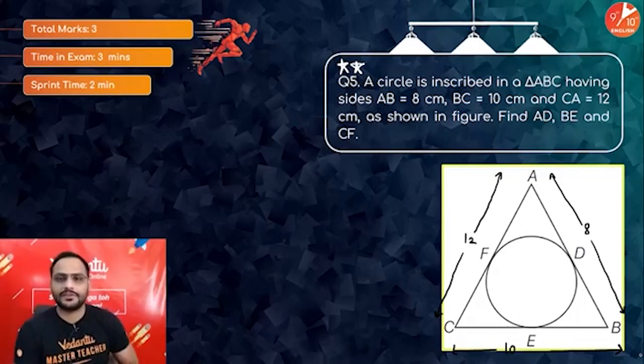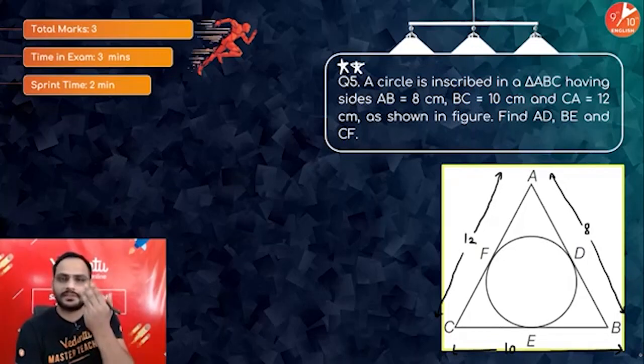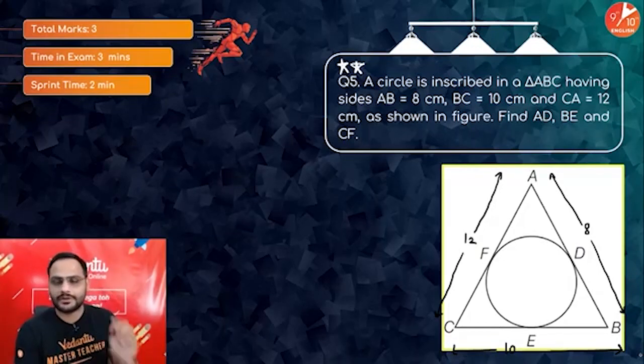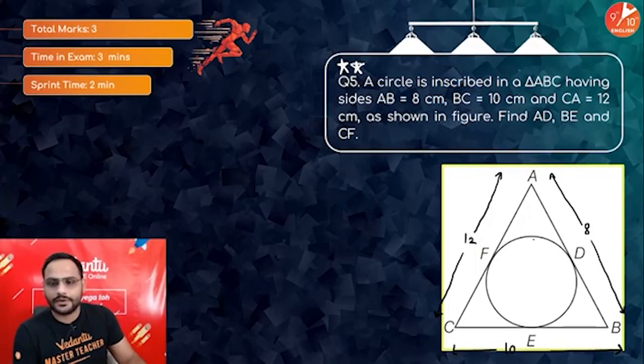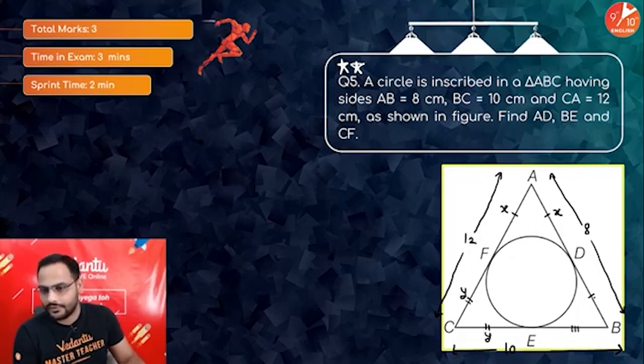Now, this question, we'll be using 3 equations, 3 variables. Okay? So let us say, guys, tangents from an external point will be equal. So let's say these two sides are equal. So let's say it is X, this is also X. These two will be equal. So let's say this is Y, this is also Y. And these two will also be equal. So let's say it is Z. And this is also equal to Z.